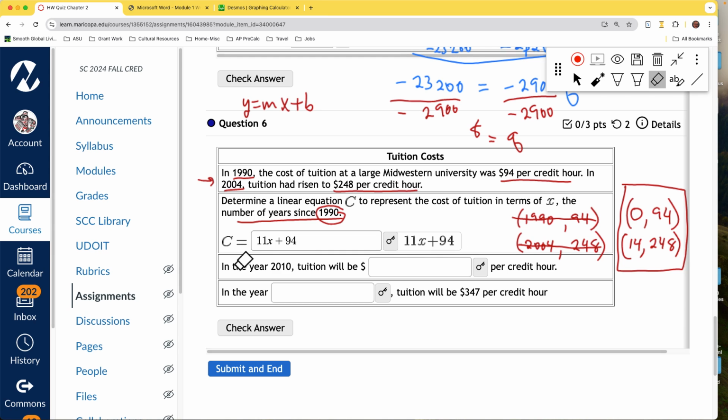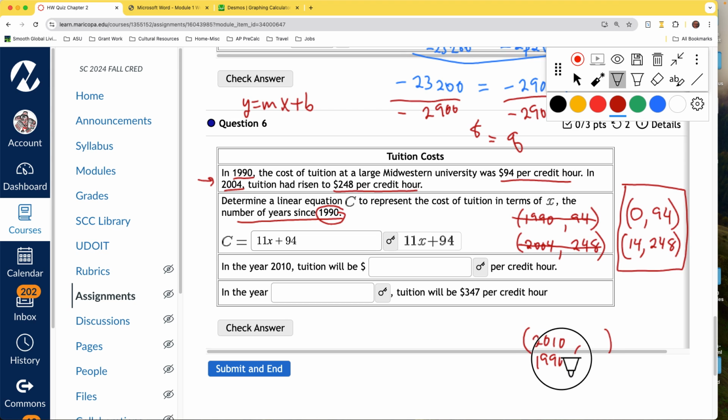Okay, so in the year 2010, tuition will be what? Well, how do we find that? 2010, what year is that going to be? Well, remember, we're starting 1990 as year 0. So let's subtract 1990. 2010 minus 1990 would be the year 20. So we want to know in year 20, what is the output value?